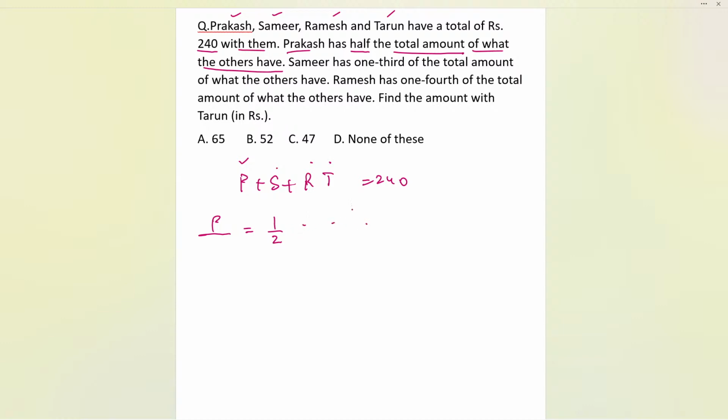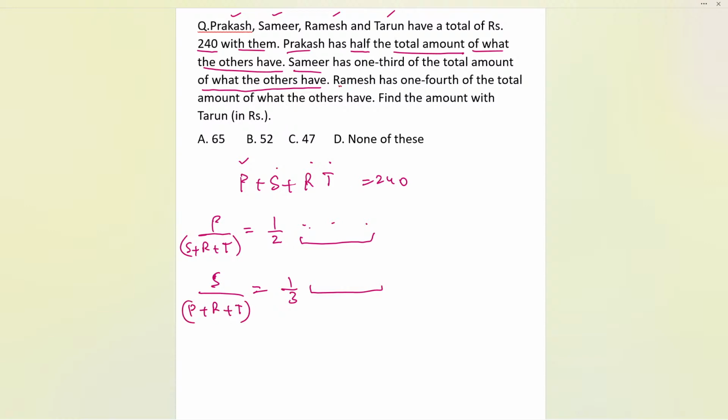But now this will become a very lengthy question. That's why we will be converting them into ratio form. So now this part which I will write over here, I'll directly write over here: S plus R plus T. Those who have seen the previous ones, we have done the same way. Now, Sameer has 1/3 of the total amount of whatever the others have. So I'll write over here P plus R plus T.